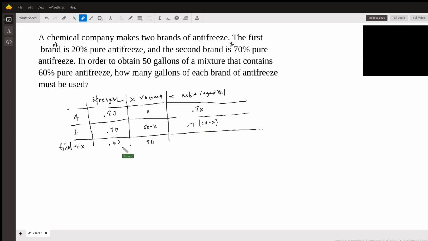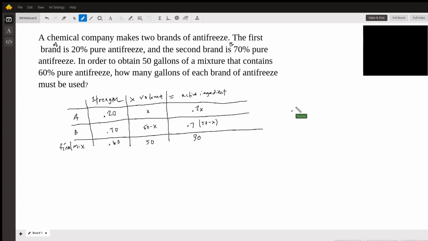And the amount of active ingredient in the mixture is going to be 0.60 times 50, which is 30 gallons. Okay, so now we can set up our equation, because the amount of active ingredient coming from A plus the amount of active ingredient coming from B has to equal the amount of active ingredient in the final mixture.